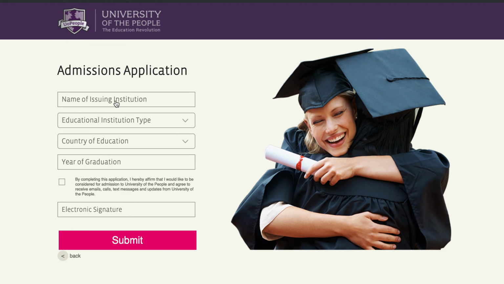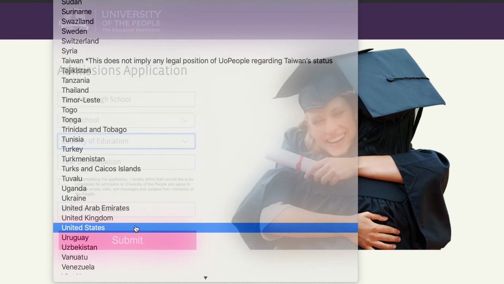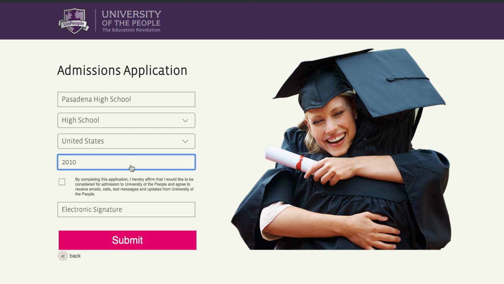Finally, tell us about your education history. Enter the name of the last institution where you studied, and select whether it is a high school, college, or university. Select the country of the institution and the year you graduated.